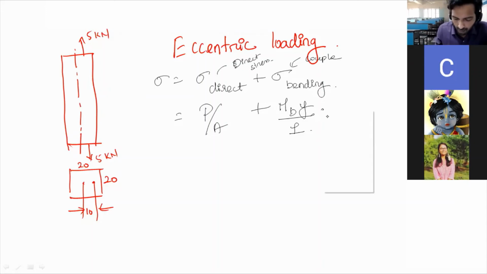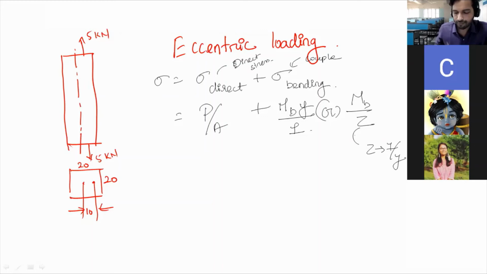Either I can call it M y by I, or I can say M by Z, because Z is nothing but I by y. This is what we call the section modulus. I is what? Area moment of inertia. Exactly.